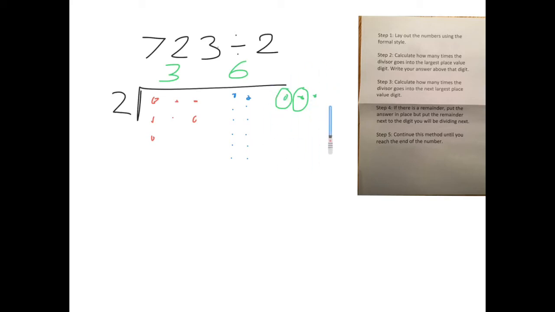So what do we do with that dot? Well, I'll show you in a second. So what do we do with these 2 here? So in one group, we have 1 dot. So let's put the number 1 above there. So at the moment, our answer is 361. But what do we do with that one remainder?